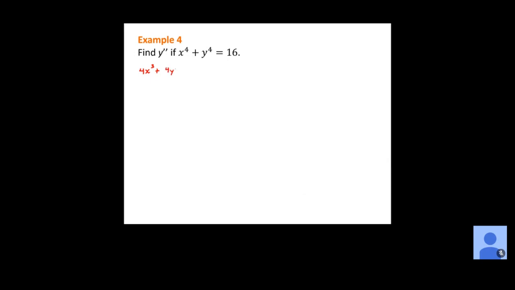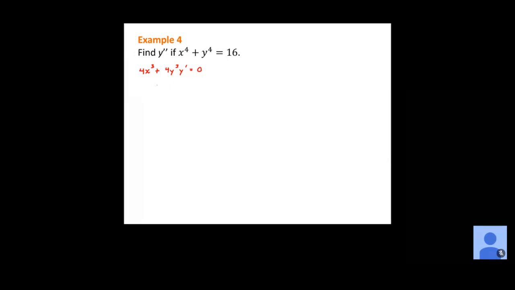Perfect. 4y cubed. And because we're taking the derivative with respect to x, we need a y prime there. And on the other side now, derivative of 16 is going to give us what? Just 0. Perfect. Now, in this case, we only have the one y prime term, so we can just solve for y prime from here.